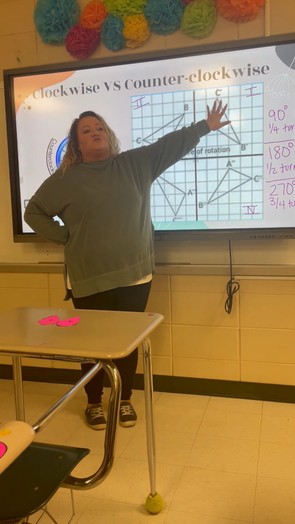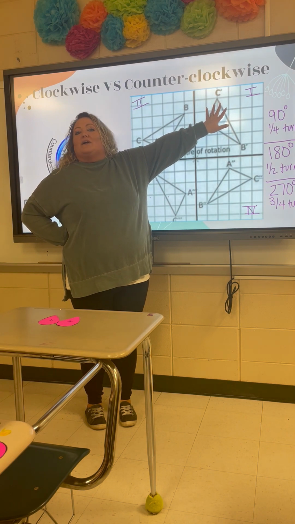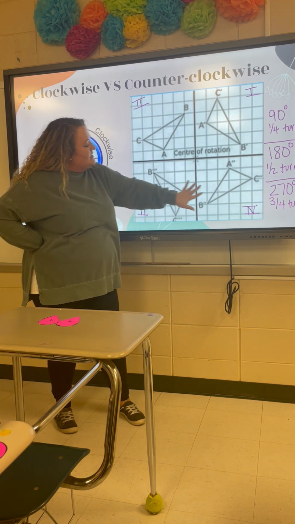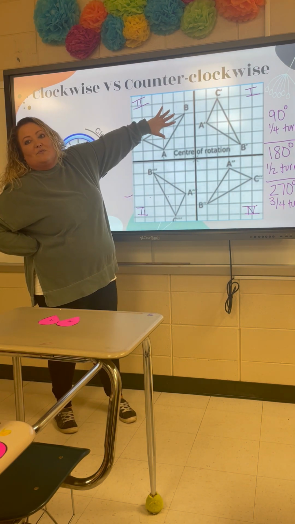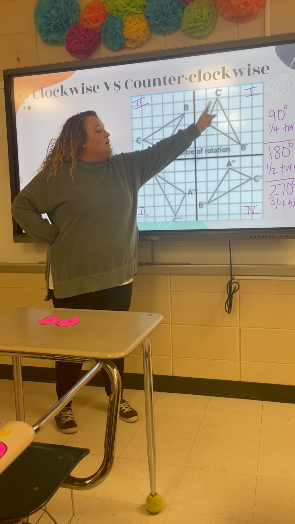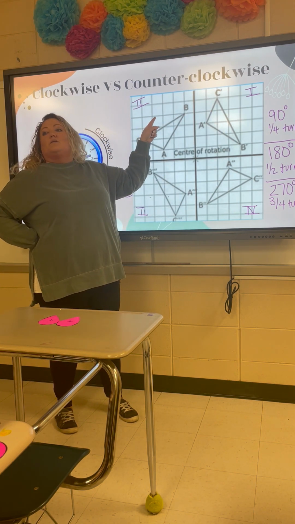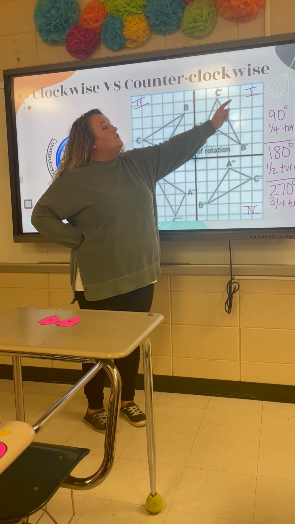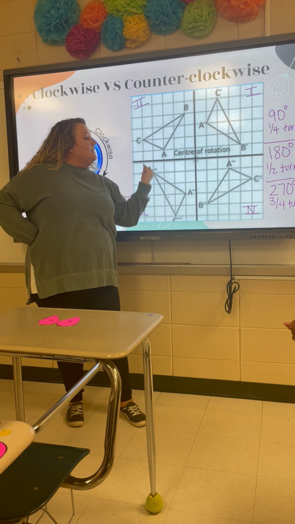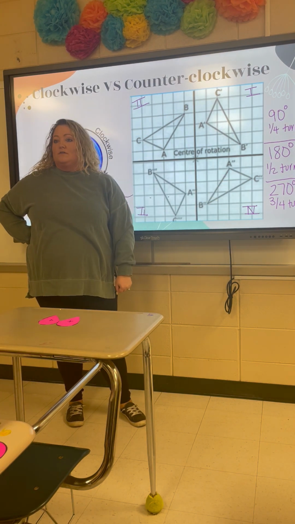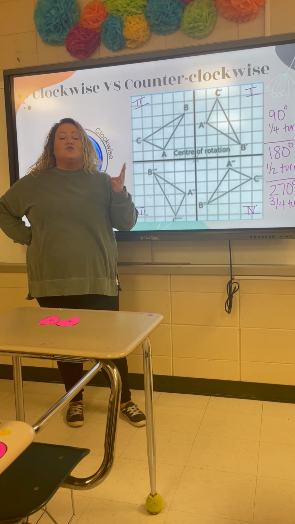If we start in quadrant 1 and we do a 3/4 turn clockwise, this would be 90, this would be 180, and this would be 270. So if you start in quadrant 1 and do a clockwise 270, you end up in quadrant 2. If we start in quadrant 1 and we do a counterclockwise 270, it would be 90, 180, 270 here. You'd end up in quadrant 4. Okay? So those are the 3 we need to do.